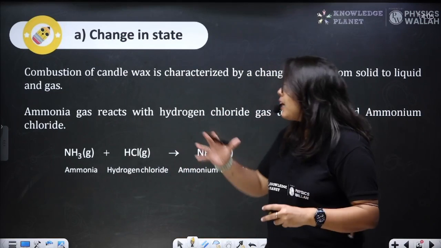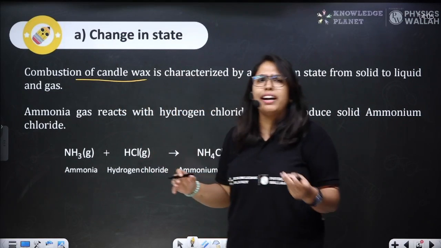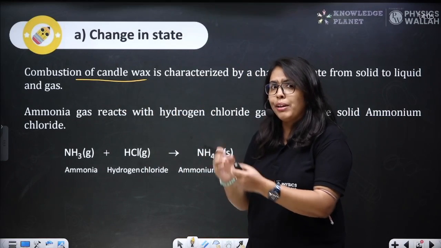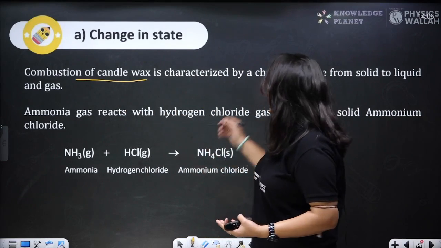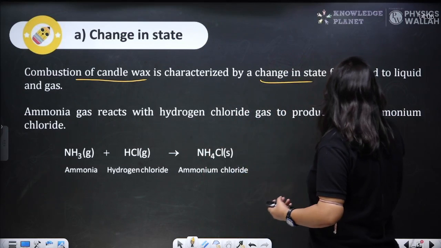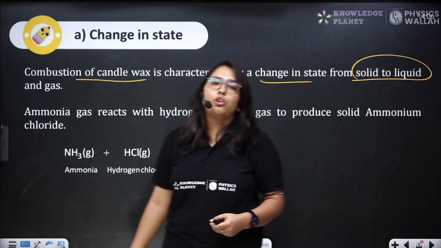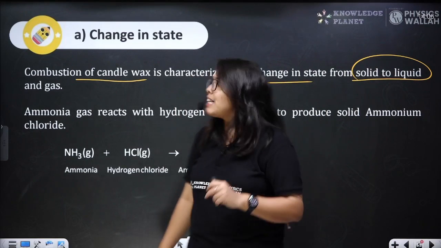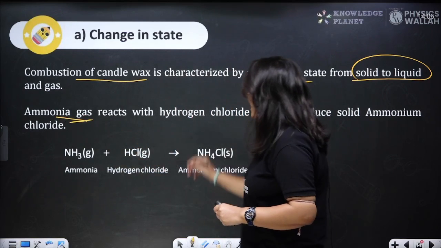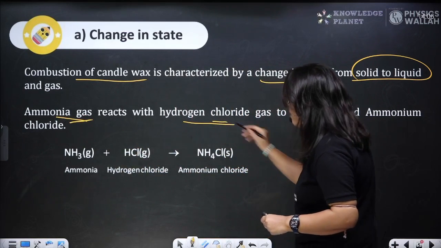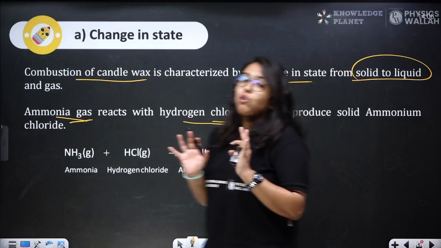The example that we can see is combustion of candle wax. We are already aware of the candle wax. When this candle wax burns, when its combustion takes place, then what do we see? There's a change in state from solid to liquid. Another example that you are aware of is when ammonia gas reacts with hydrogen chloride, we get a salt which is ammonium chloride, which is solid in state.